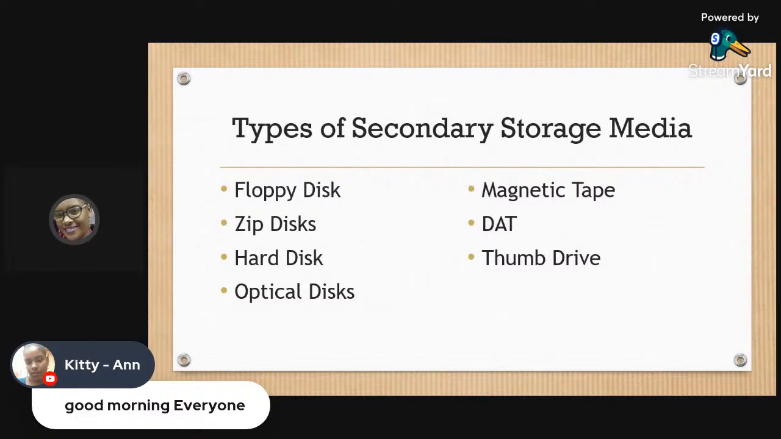Now, your zip disk would have been more expensive than the floppy disk, but they also provided read-write function, meaning that you can access data, you can add data to it better than the floppy disk.